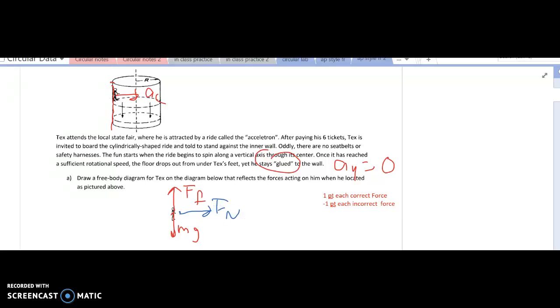Okay. To grade this, we see over here on the right, you get 1 point for each correct force, so that would be 3 points. 1 for each of those, right direction and also correctly labeled, and then minus 1 point for each incorrect force. If you had any more forces on that, you would get a minus 1 for each of those. Minimum score is a 0 though.